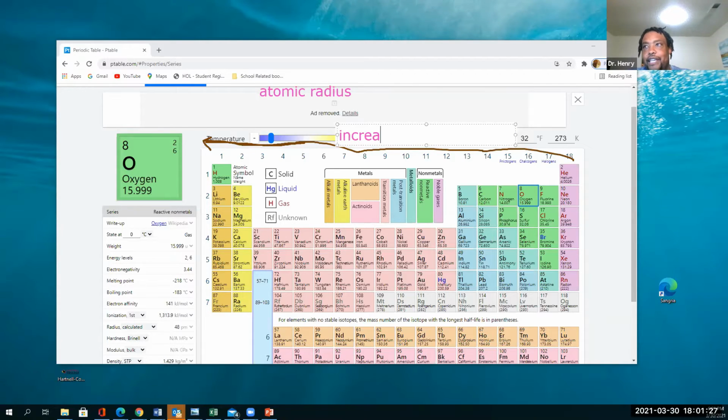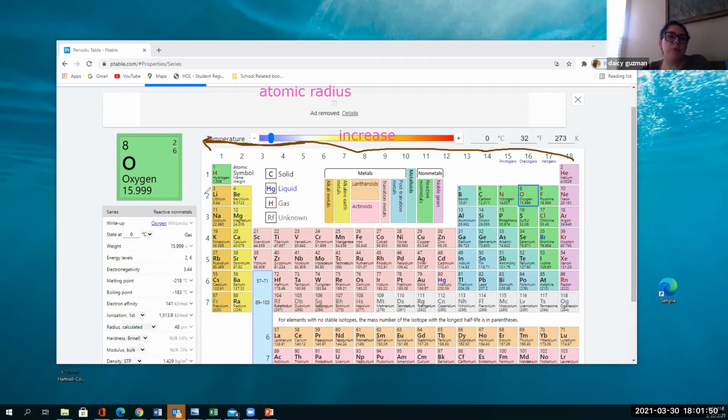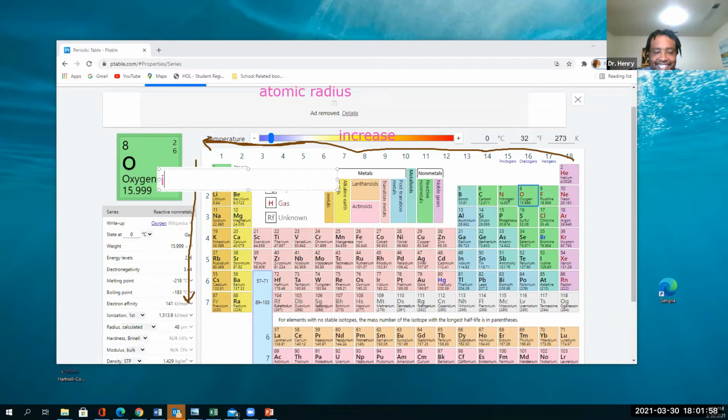So that means that it gets bigger this way, right? So lithium is bigger than oxygen. Okay, make sense? And then Daisy, you also said, was it from top to bottom or bottom to top? It was from the top to the bottom. From top to the bottom, it also increases. Okay, so atomic radius is going to increase from right to left and from top to bottom.